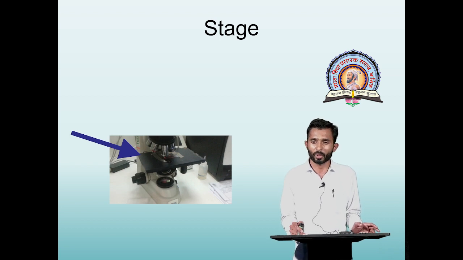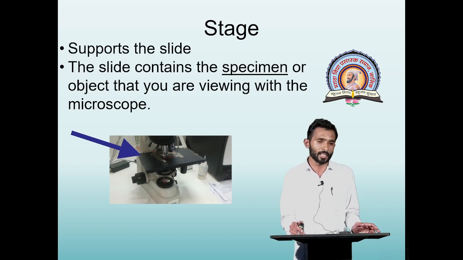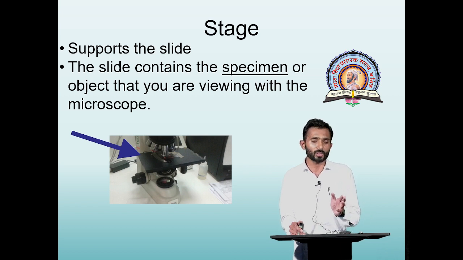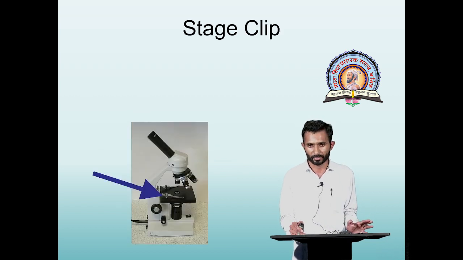Then the next important part is where the object or the slide is placed, and that is the stage. The stage supports the slide. That means the slide, which contains a specimen or any object or organism, is placed onto the stage and viewed under the microscope.